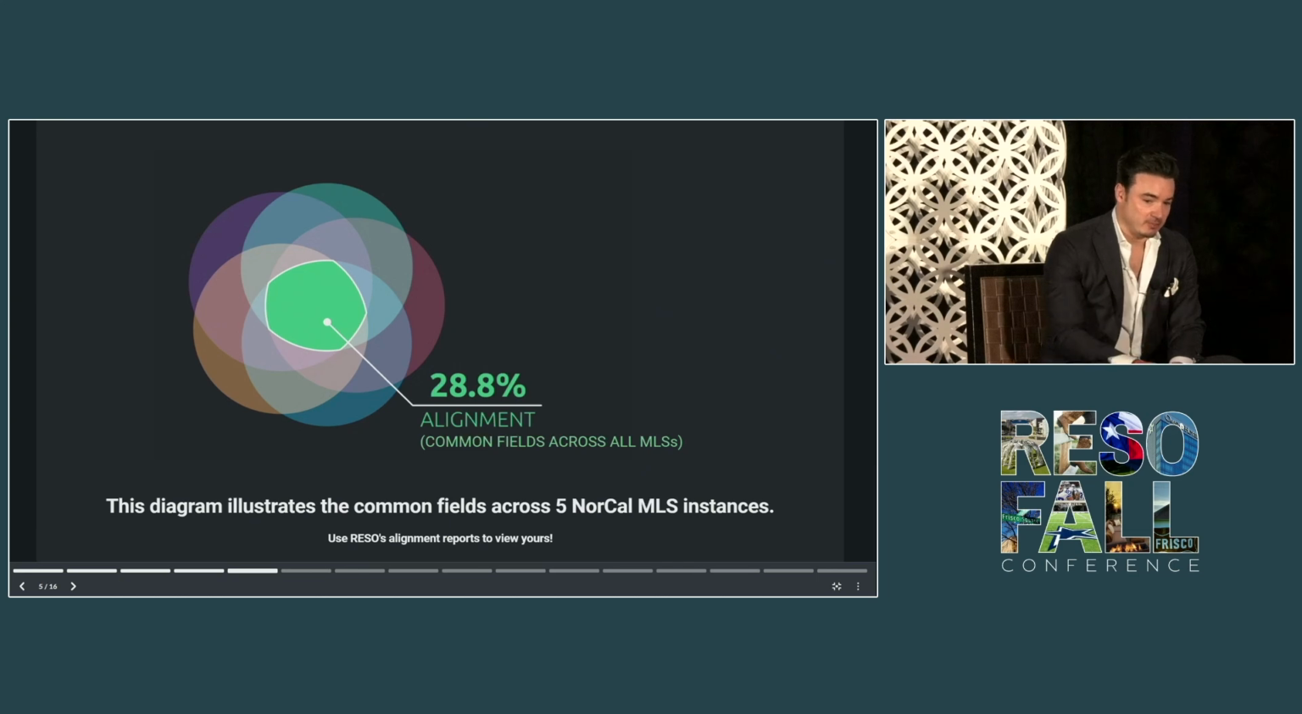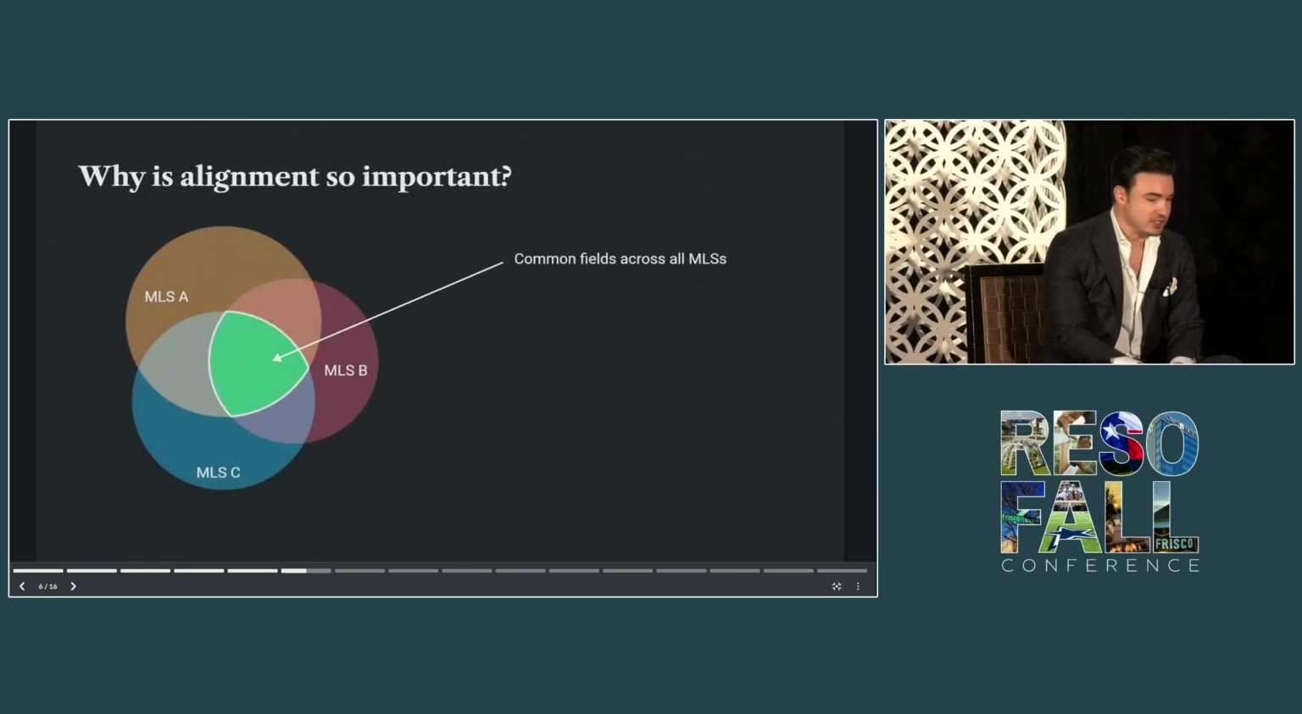In this diagram, you can see that there is a 28.8% alignment over the Bay Area. These systems have worked for the past ten years, how long has it been, to standardize their data, and yet the alignment is 28%. And they have probably one of the best data shares that I know of, most certainly the most complex out there.